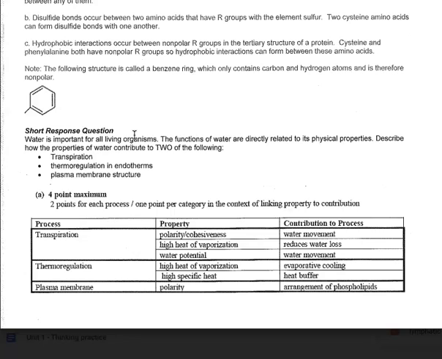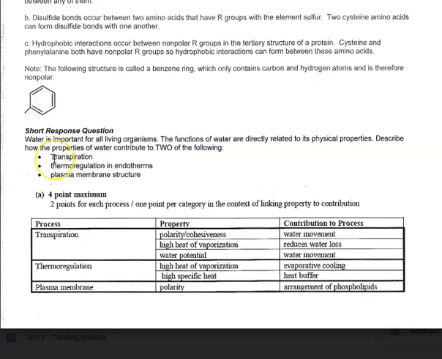Water is important for all living organisms. The functions of water are directly related to its physical properties. Describe how the properties of water contribute to two of the following. So you have three, so you only need to talk about two.